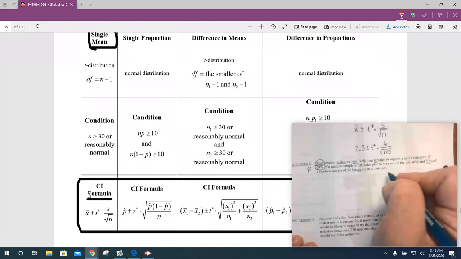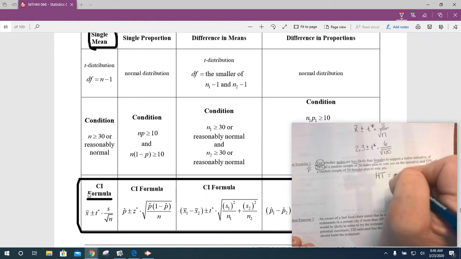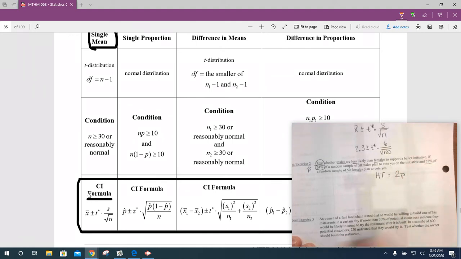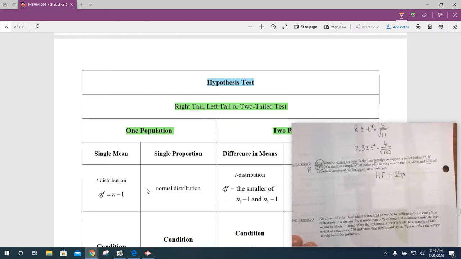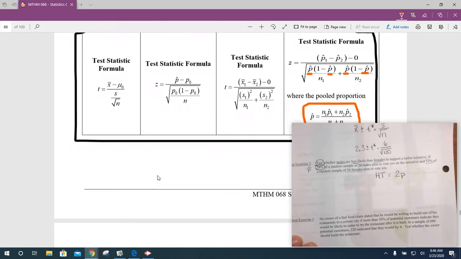All right, well, first of all, it's a test. So it's no longer a CI. Now we're talking about a hypothesis test. We also have two populations. So I know I'm doing a hypothesis test. I know I'm doing two populations. So I go to my piece of paper over here, hypothesis test. I go down to two populations, and I've got this beastly formula right here, okay?